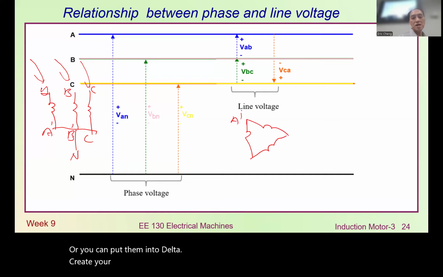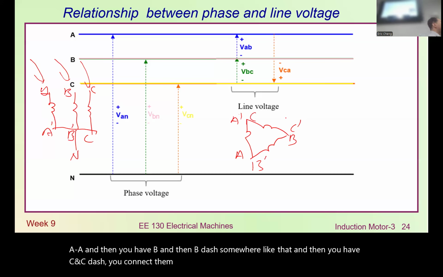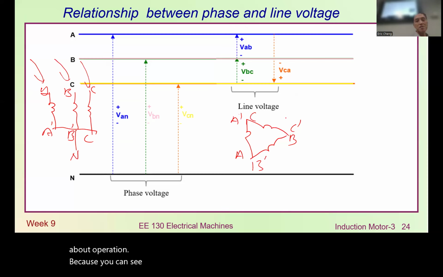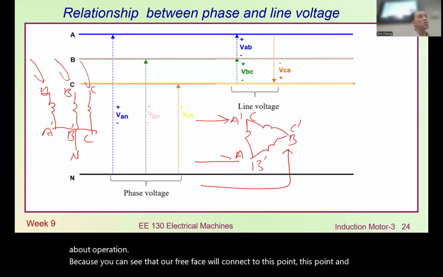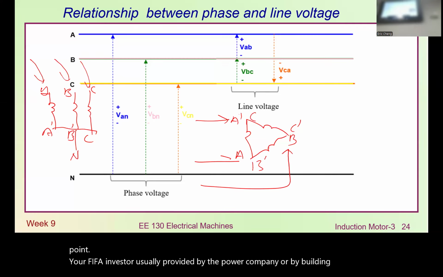So A dash, A, and then you have B and B dash, and C and C dash. You connect them up. The way we connect them into delta or star is mainly about operation. Because you can see that our 3 phase will connect to this point and this point. Your 3 phase voltage is usually provided by the power company or by a building.